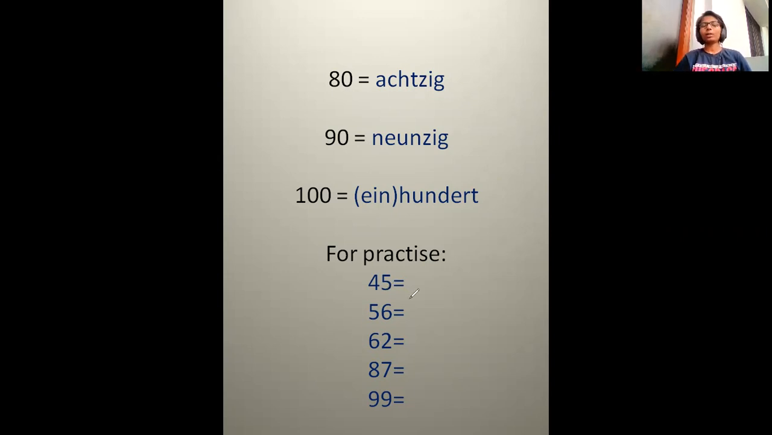Now this is for practice. 45 will be said as, firstly you will write 5, fünf, then und, and then 40, vierzig. 45, 62, 78, 99, right? So in this way you can take any random number, practice it, and try to write it in the form of number names. Now till here you have done the numbers from 1 to 100.